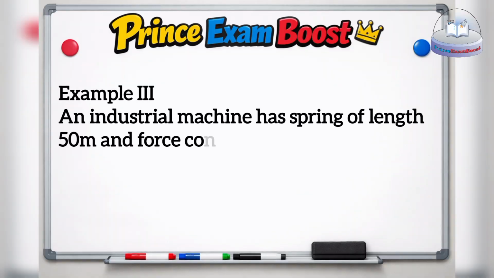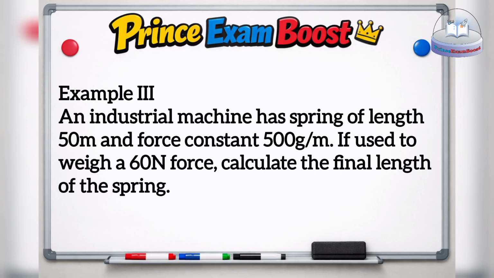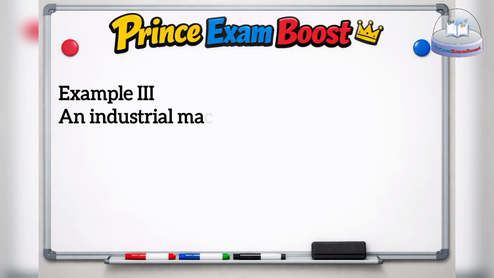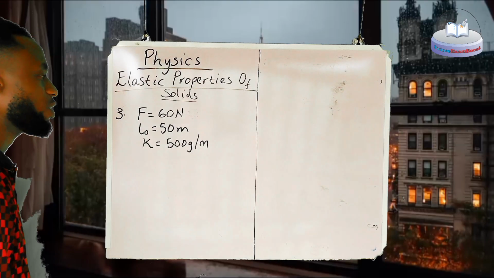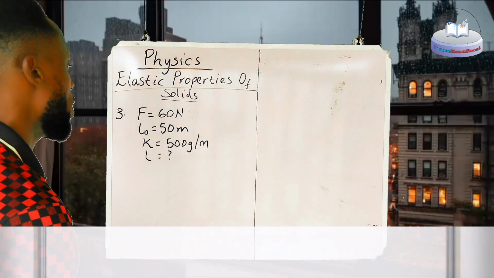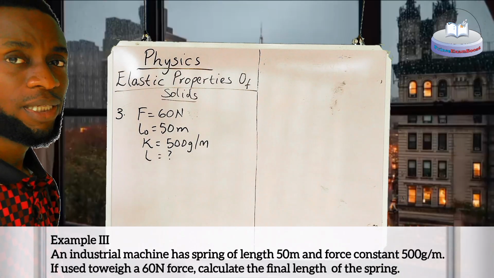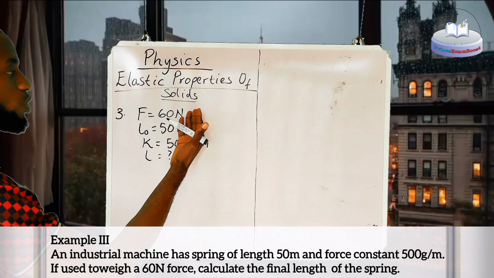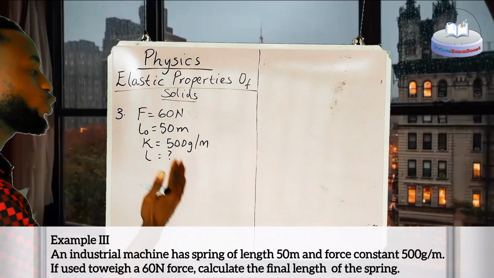An industrial weighing machine was to weigh a force of 60 Newton. So the force provided is 60 Newton, and we were given the original length of the spring as 50 meters. So the L naught is 50 meters. The spring constant is 500 gram per meter, and we're asked to find what the final length would be. Of course, this is still just coming from F equal to KE. We just have to make sure that the units are matching, and it's either I'm changing Newton into grams or I'm changing gram per meter into Newton per meter.